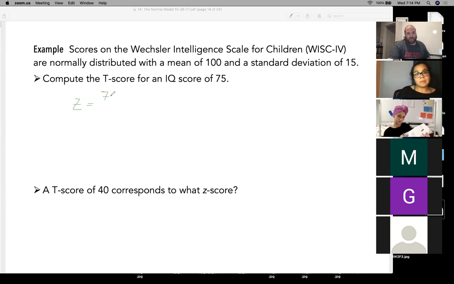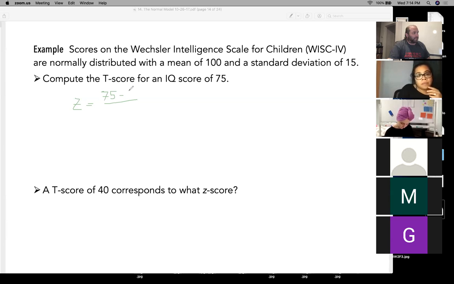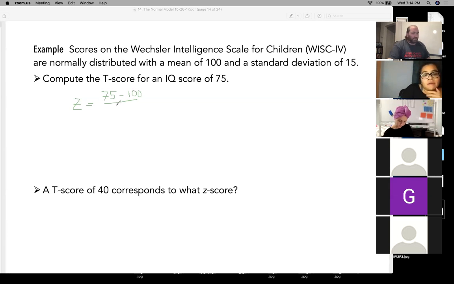75, our raw data, minus the mean. Which is what? Was it 100? Oh shoot, 100, over the standard deviation, which is 15.